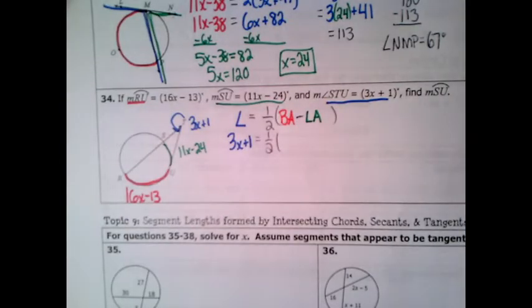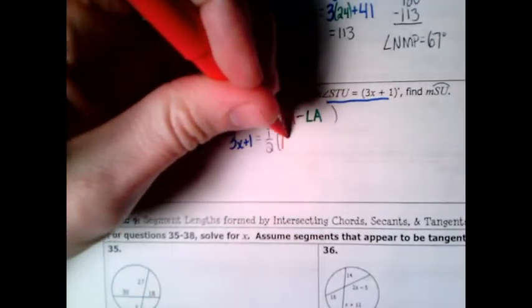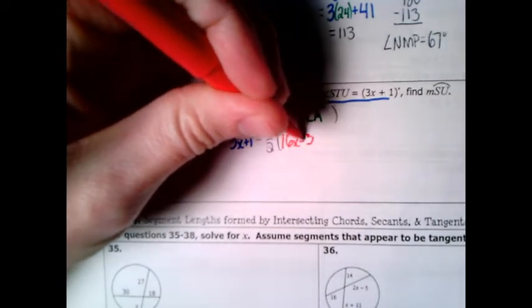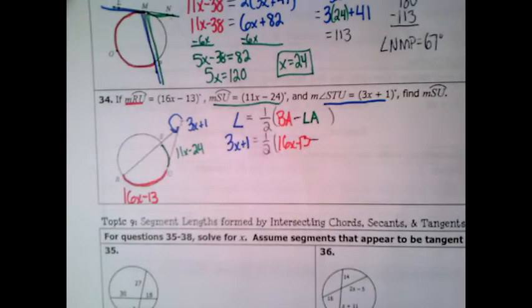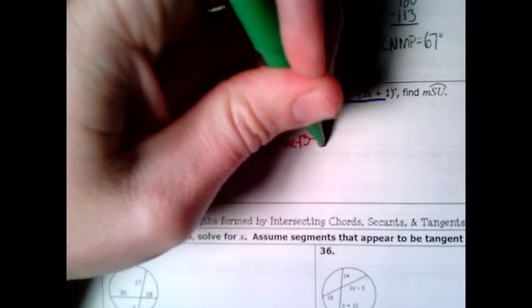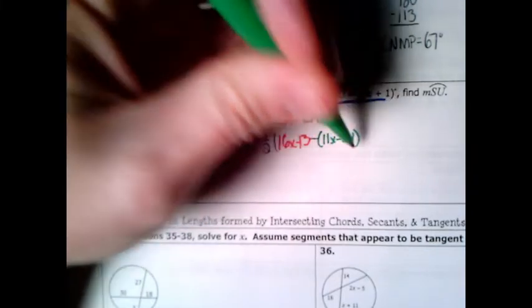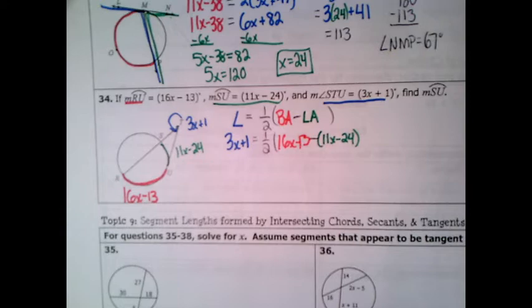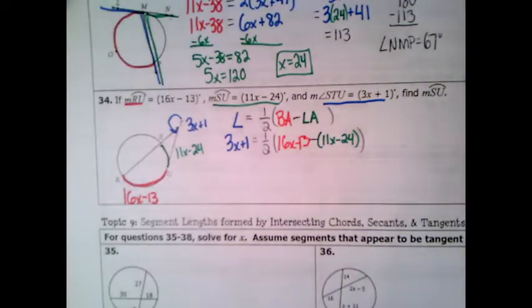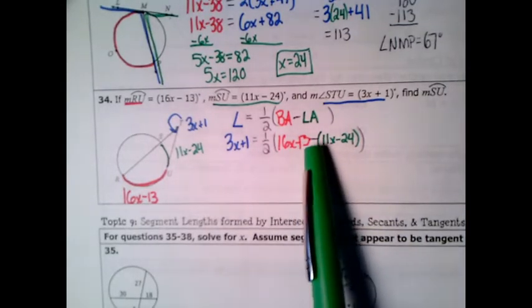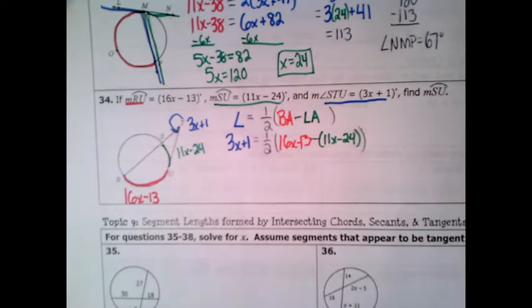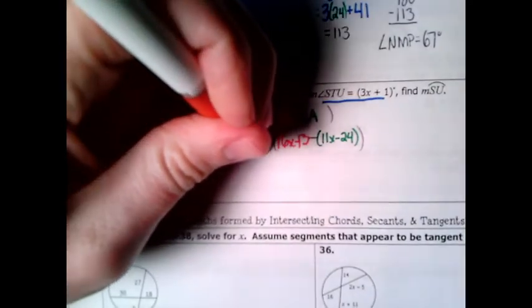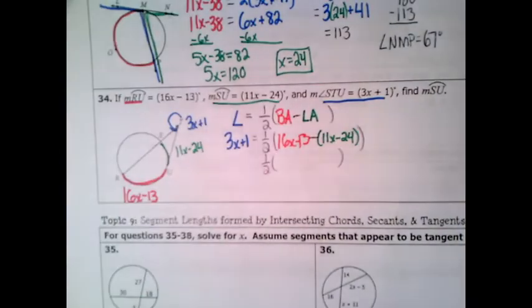My big arc is 16x minus 13. Ooh, about missed that. Minus my little arc, which is 11x minus 24. So there's a trick to this one. See how there's a minus in there? This is tricky. I have to do the opposite of both of these. So it's 16x minus 11x. So let's do that part first. Let's combine these like terms in, so it's not so messy.